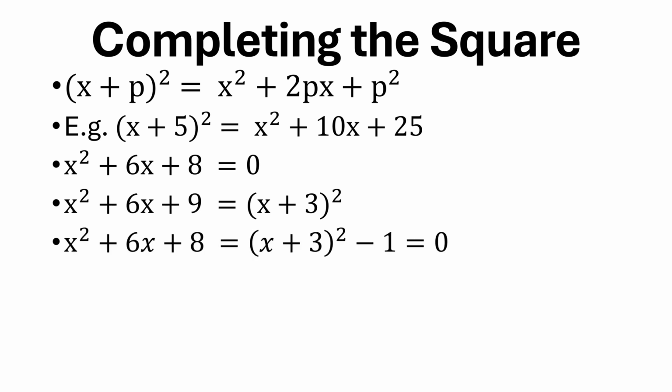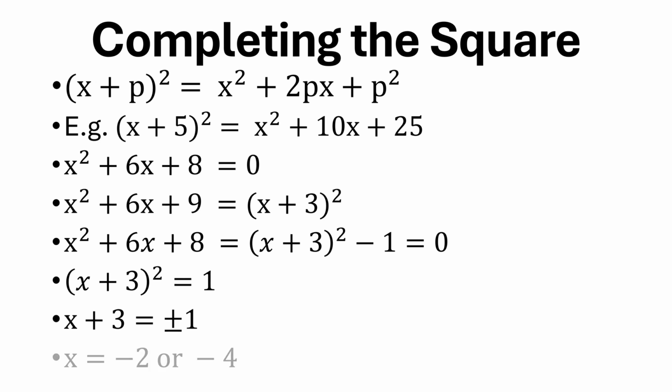x squared plus 6x plus 8 is equal to x squared plus 6x plus 9 minus 1, which is x plus 3 squared minus 1. Solving that, we get x plus 3 squared equals 1. x plus 3 equals plus or minus 1. Finally, it is x equals minus 2 or x equals minus 4. So it is all about transforming our quadratic to look like a perfect square.